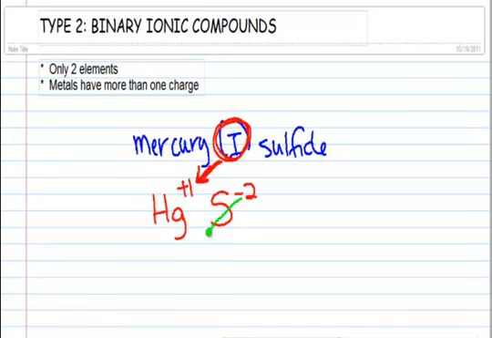I crisscross them down, that 2 comes down there, that 1 comes down there, and I get Hg2S as my formula. Make sense? I hope so. Go on now to your polyatomic.